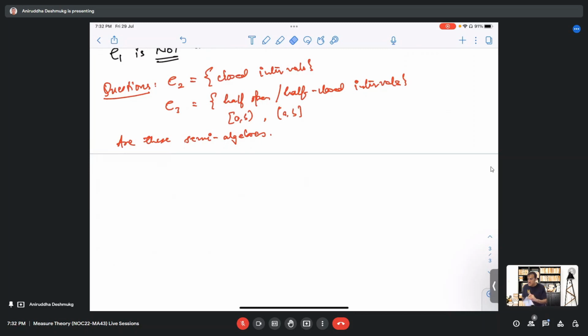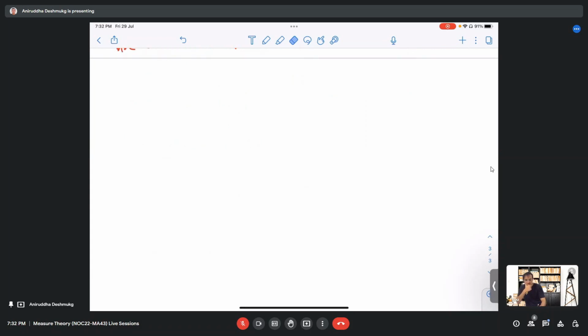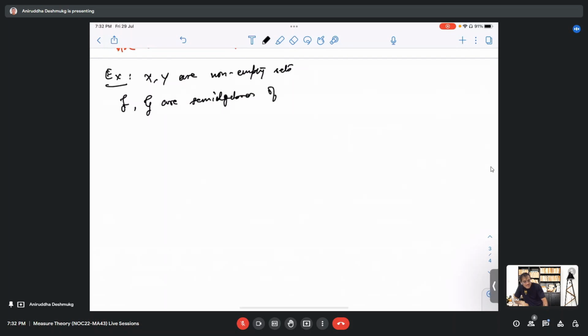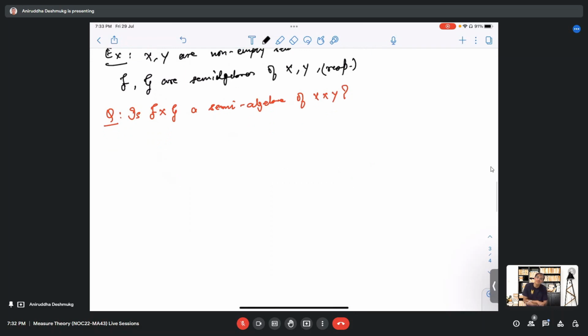Okay, next, let us look at one more. Suppose that X and Y are non-empty, and F and G are semi-algebras of X and Y respectively. Now the question is whether their Cartesian product is a semi-algebra. Is F cross G a semi-algebra of X cross Y? Okay, so what do people think? Is this going to be a semi-algebra?